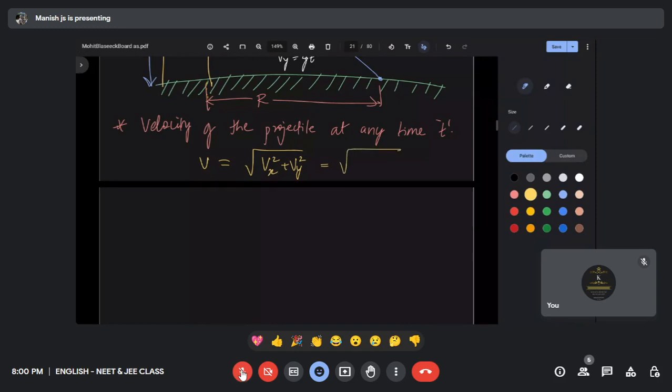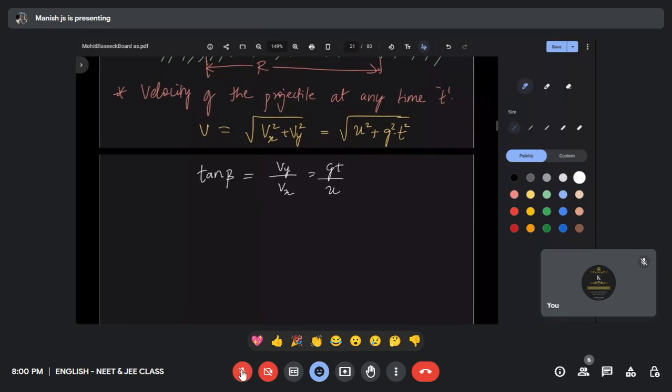Let me substitute. Vx is nothing but u. So u squared plus vy is g into t. So g square into t square varum. Substitute பண்ணீங்க அப்படின்னா. Okay. Then again you can find out what is the direction also by using tan theta. இங்க வந்து நான் beta எடுத்திருக்கேன். So tan beta would be vy upon vx. Okay, which is gt upon u. So in the mari you will get the relation.